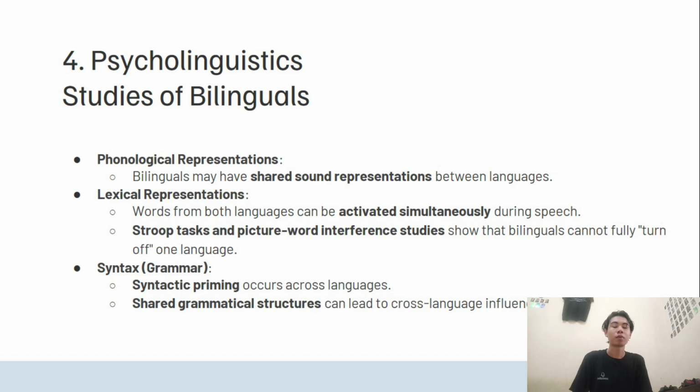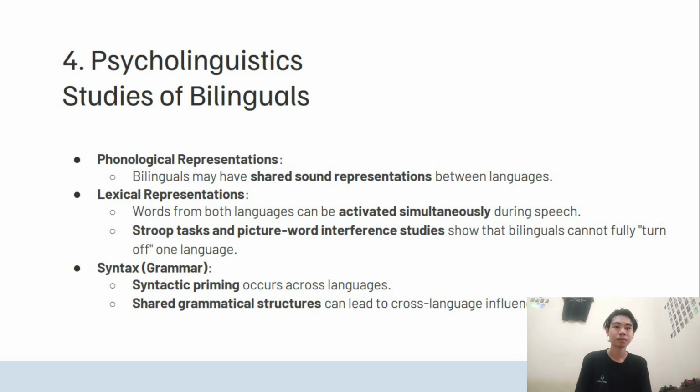And the second point is lexical representation. When a bilingual is speaking or listening, several words come to their brain. It shows that bilinguals cannot fully control which words appear in their brain.